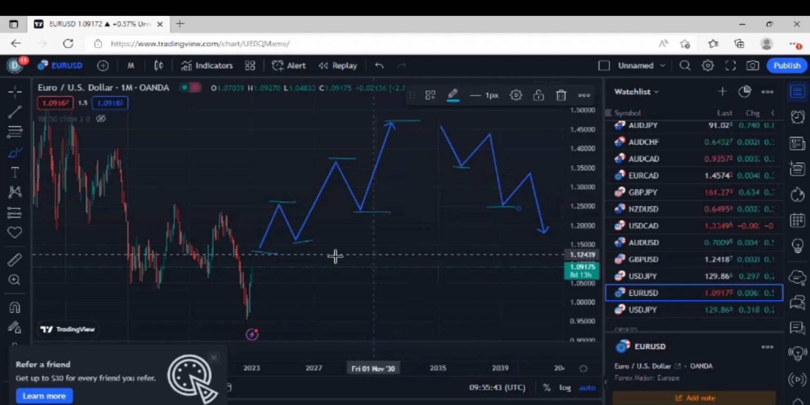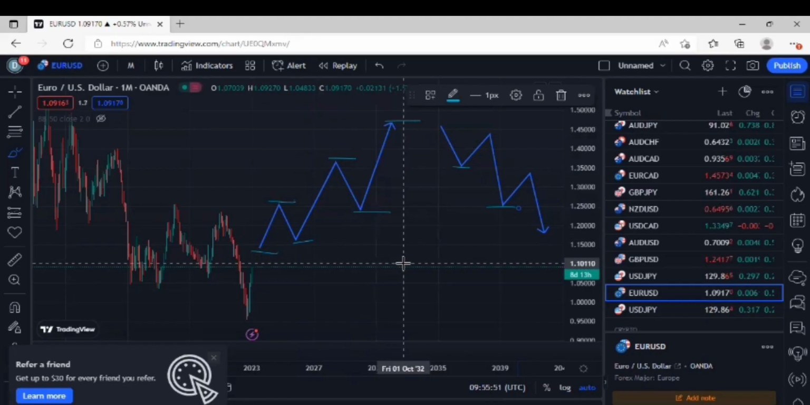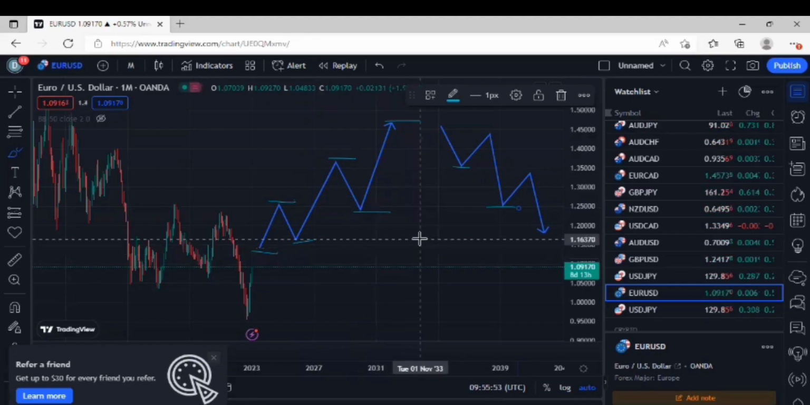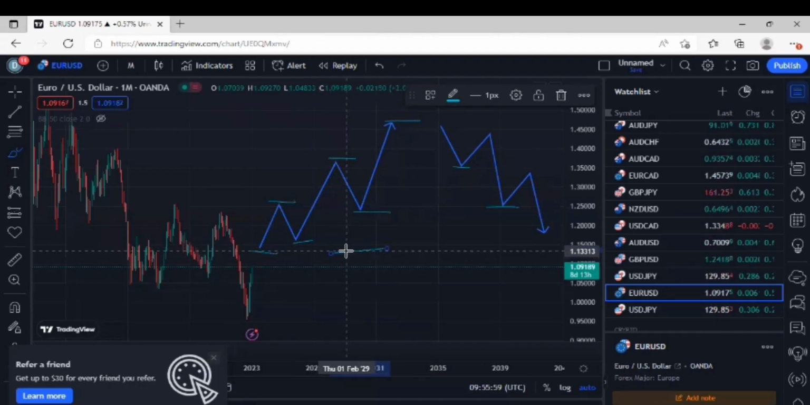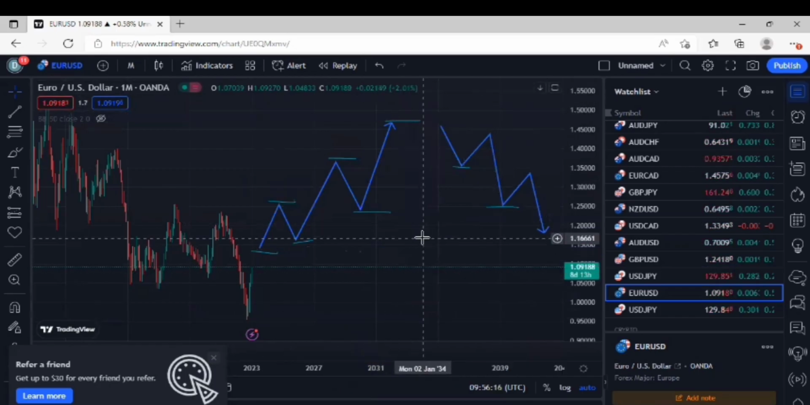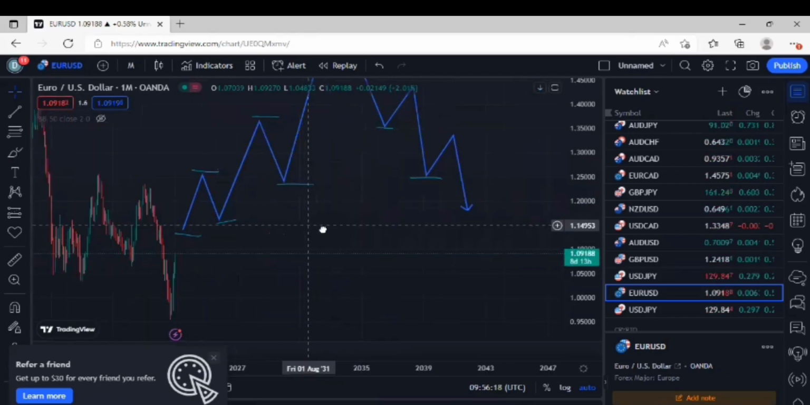So that is it. That is how you use market structure to get the direction of the market. Now, how do you use market structure to know whether there will be trend continuation or a reversal? How do you use market structure to determine that?